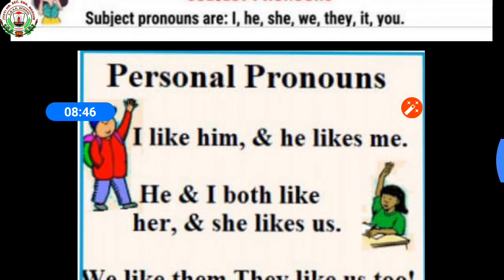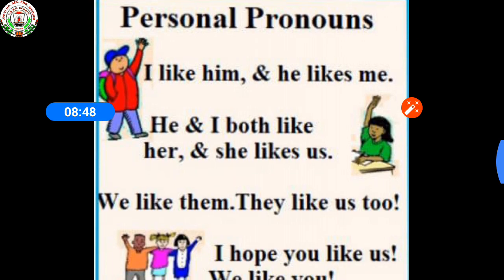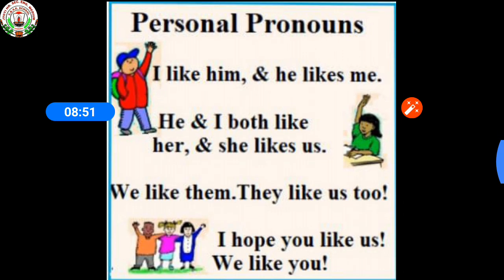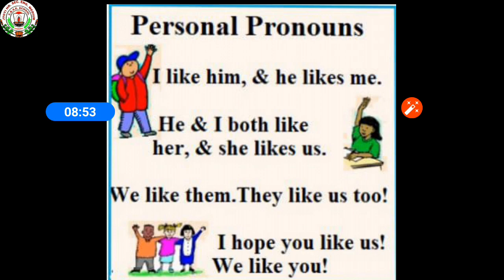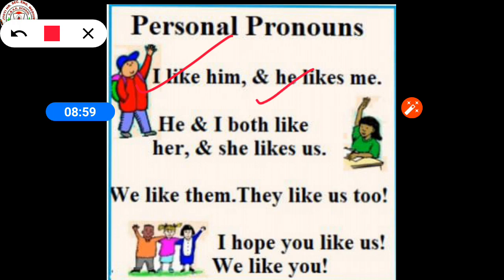You can see some more examples here of personal pronouns. I like him and he likes him. He and I both like her and she likes us. We like them, they like us too. I hope you like us, we like you. So these all examples are related with personal pronouns.